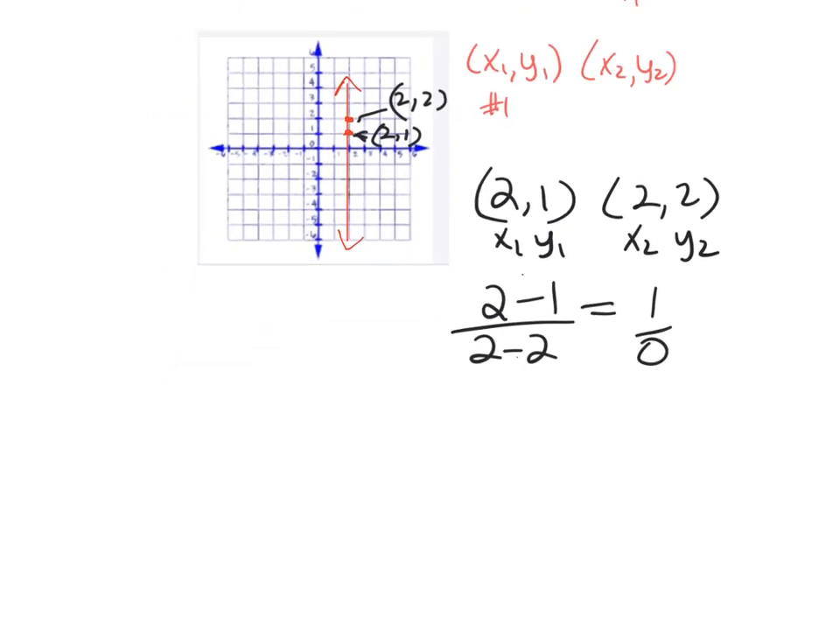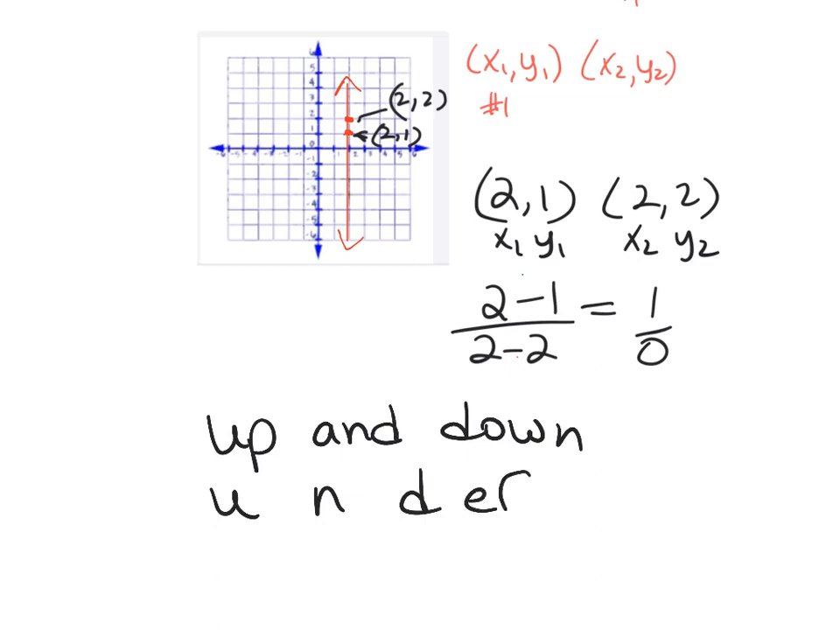So again, if you need little tricks to help you memorize, when I see a line that goes up and down, I know that this is undefined. So I use the U, the N, and the D. Up and down is undefined. Yes? Yes. Horizontal lines have a slope of 0. And we're going to do that on the next slide.